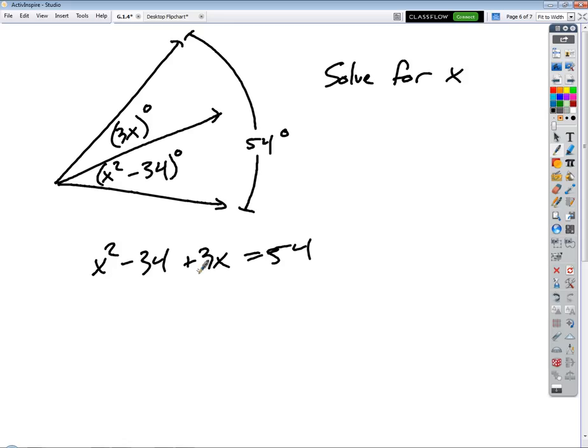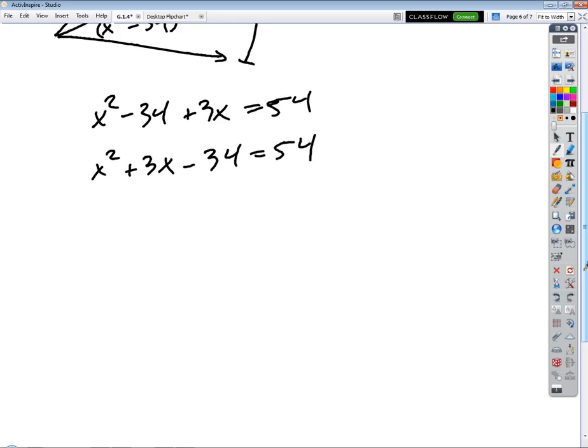We want to organize it. So the x squareds, then the x's, then the constants. Good suggestion. Let's rewrite this as x squared plus 3x minus 34 equals 54. Okay, there's an equation. Now we're in algebra mode. We can just forget about the geometry aspect of this completely for now. What next? Any ideas? What do you think, Alex?